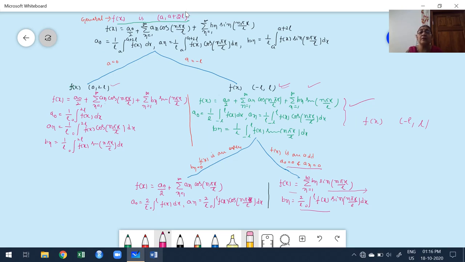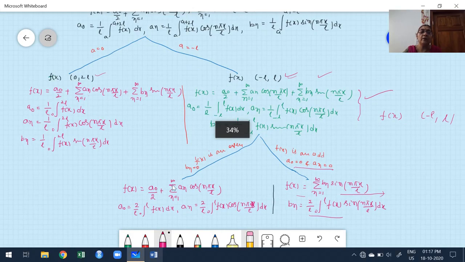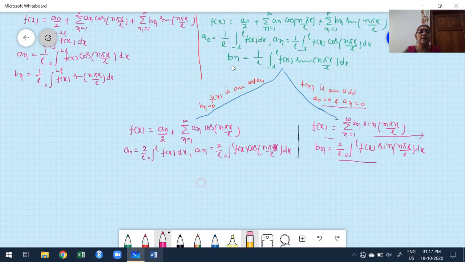A function is defined over the interval minus L to L. Based on that, I have to find out a naught, an and bn, and then I have to construct the Fourier series. This is nothing but the flow chart of the construction of the Fourier series. Write it on one sheet and keep it with you while solving a problem, then you won't be confused. Before going to the next step, there are one or two more things to discuss here.